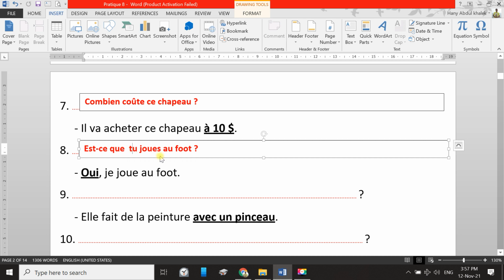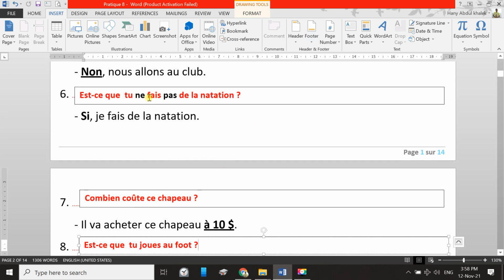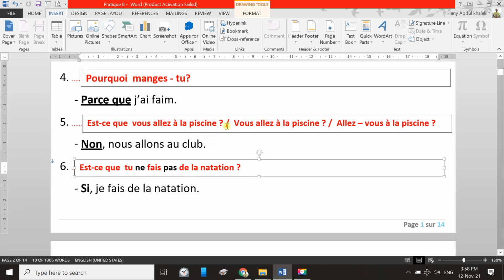The first group verbs, the er verbs, let's say the first group verbs, not just er, because we have the verb aller with er, but it's irregular. So here, tu joues, with tu we add es with the first group verbs. Est-ce que tu joues au foot? And we can say tu joues au foot, and we can say joues-tu au foot, like that. Even in the negative form here, we can use the three forms that I explained here.